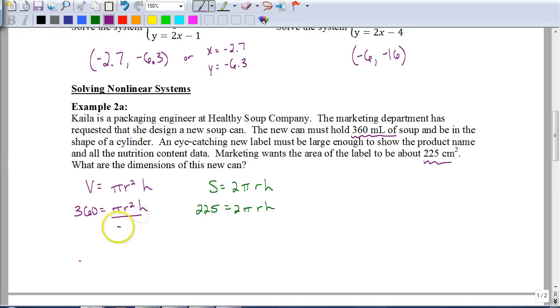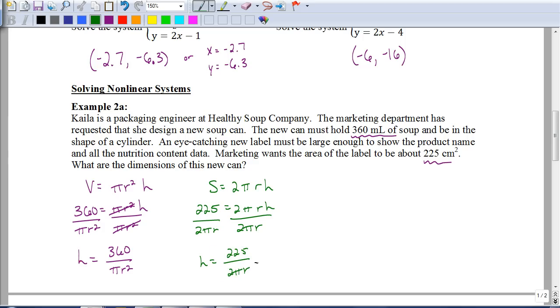Obviously, it looks like it's going to be easiest to get the h by itself, because then we don't have to mess with the square. So when you do that, we get h equals 360 divided by pi r squared. Over here, when I divide by 2 pi r to get the h by itself, I get h equals 225 divided by 2 pi r. Now when we go to graph this, your calculator does not know what an r is. It only knows x's and y's. So when we go to graph this, we need to make sure that we don't use r, we need to use x.